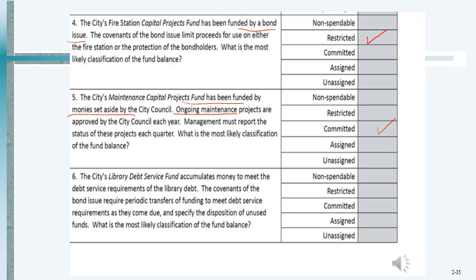Then you come down to this other one, and we have a library debt service fund that accumulates money to pay off debt. And we have a bond issue that says we're going to use that money to pay off bonds that are coming due. And you say, really? A government issues debt to pay off debt? Yeah, take a look at the federal government. They do that every week until they have some $19 trillion in debt, like we talked about in class the other day. But since that's a bond issue, that money is also restricted.